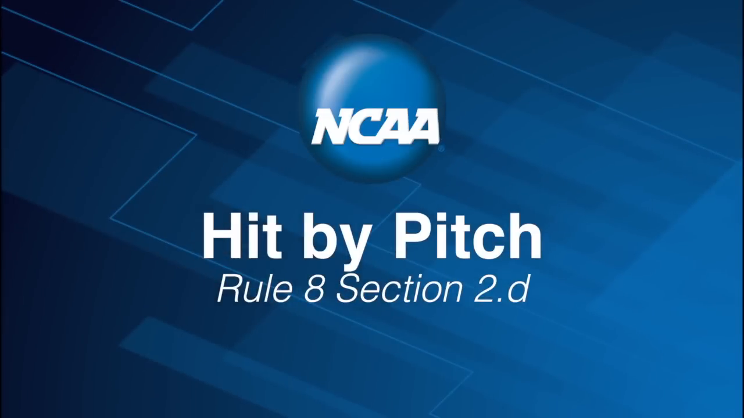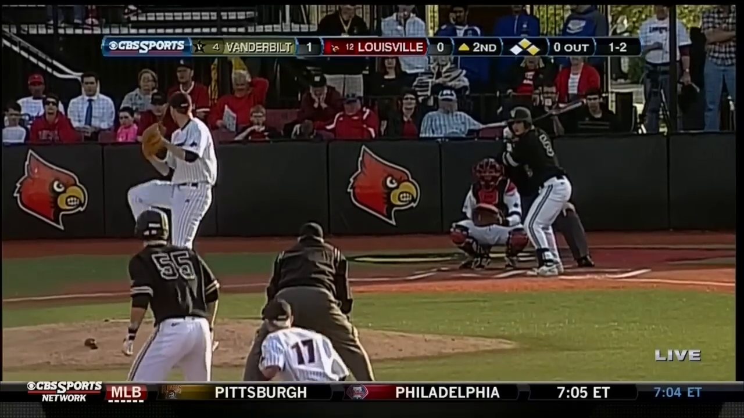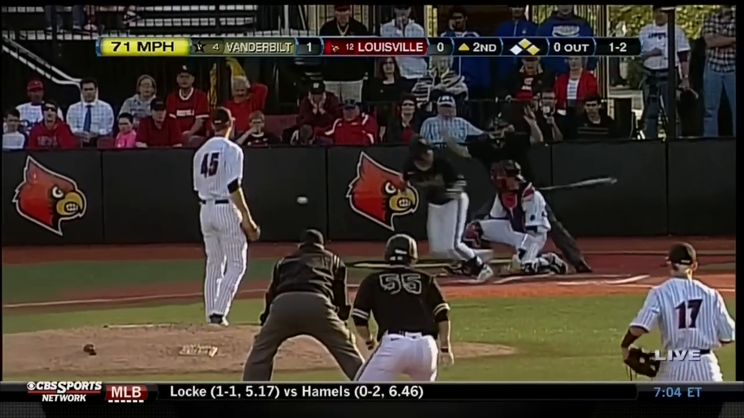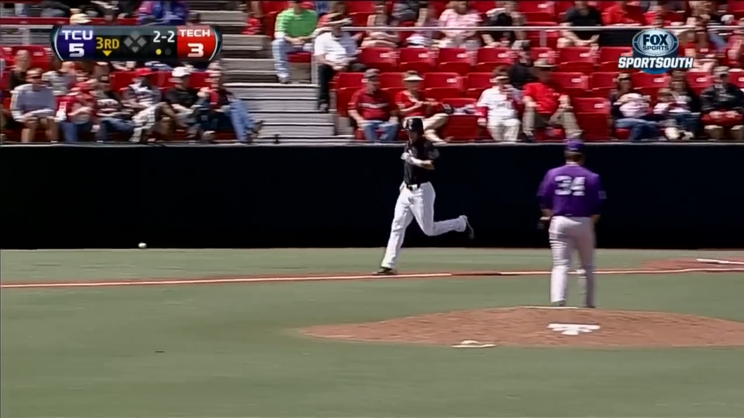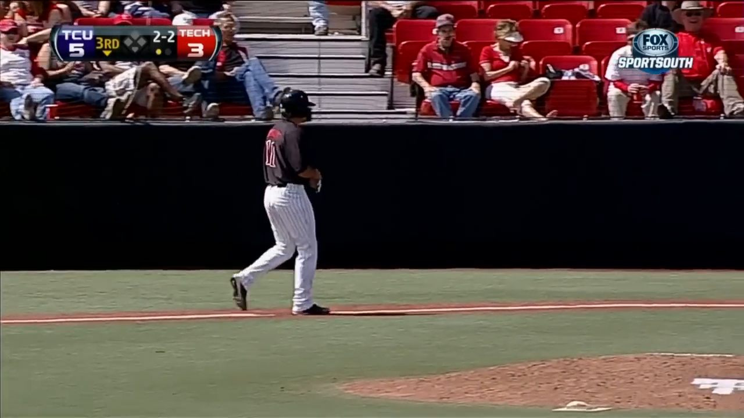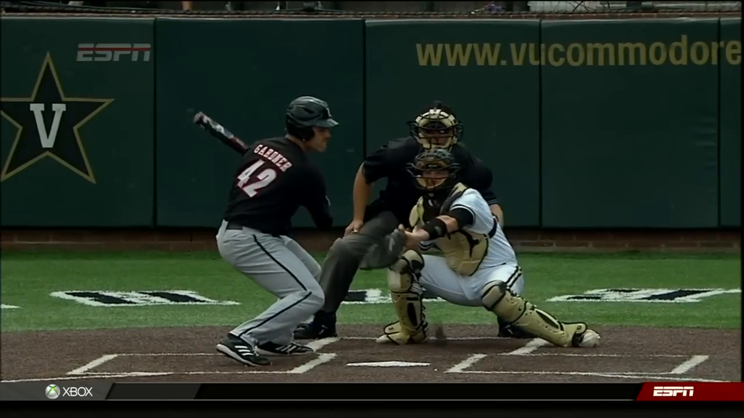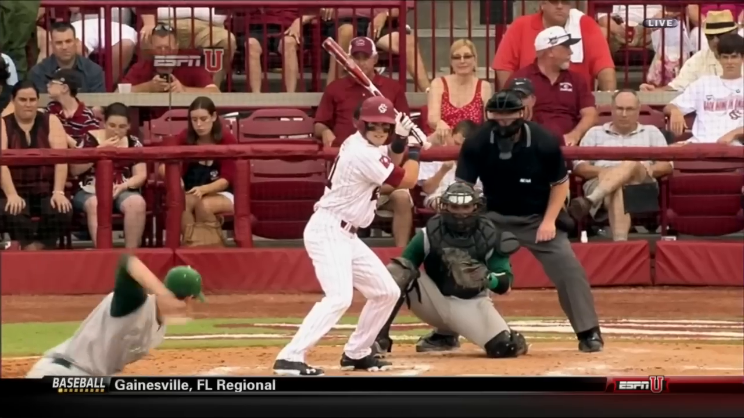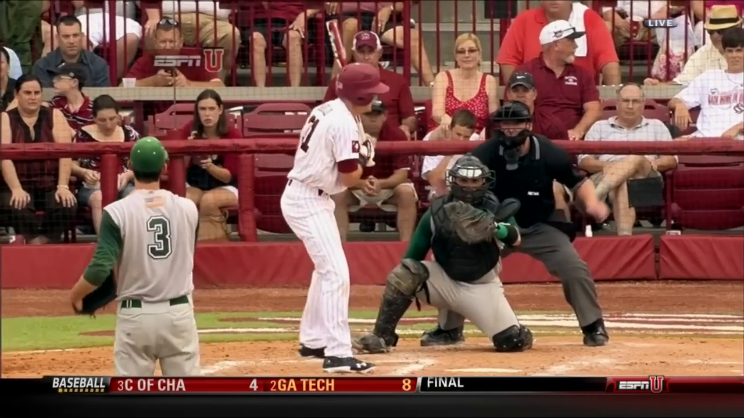Rule 8.2d, hit by pitch. The Rules Committee continues to be concerned about the safety in protecting batters from being hit by pitches, as well as the numerous instances in which batters are not making any legitimate effort to avoid being hit by pitches and thus taking an unfair advantage of the hit by pitch rule. In addition, there have been many instances in which umpires are providing too much benefit of the doubt to batters in this difficult judgment decision.